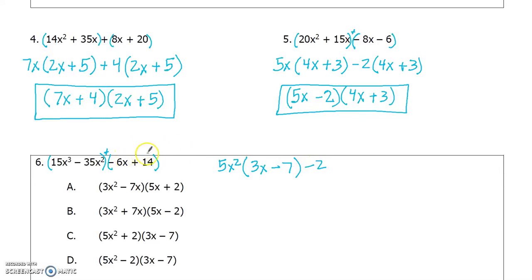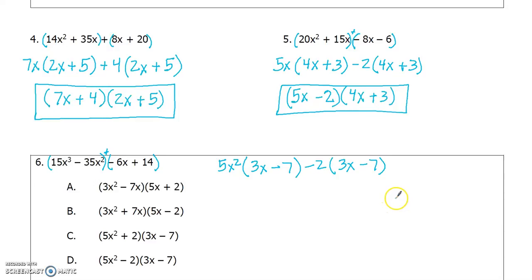And I don't have x's in all 4 terms. In both terms, so no x. So negative 2 times what will give me a negative 6? That's going to be 3. And then I need an x here, and I don't have an x here, so I'm going to put an x. And then negative 2 times what will give me a positive 14? Well, that's going to be a negative 7.